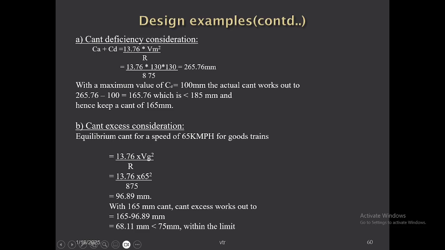For the actual cant we are providing, 165 mm, the difference will be our cant excess, that is 68.11 mm. So this is your cant excess: when you provide 165 mm cant for the equilibrium cant speed, this will be your cant excess, which is less than 75, within the limit. Hence, whatever we have calculated is okay.